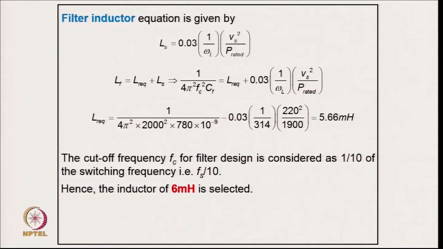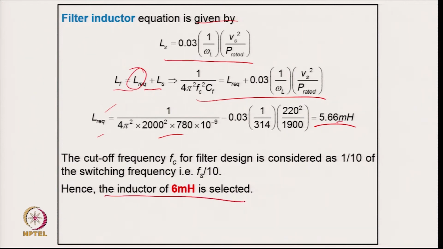Now, coming to the design of the filter inductor of this EMI filter, this is the source inductance relation, and the required inductor is the source inductance plus the required. So, this is the relation. Putting the values here, from this we get the required inductor as 5.66 millihenry. This is the minimum inductance. To make sure, since we do not know the supply inductance, we take a little higher than this. So, we select typically around 6 millihenry.